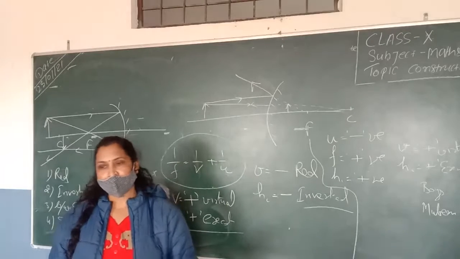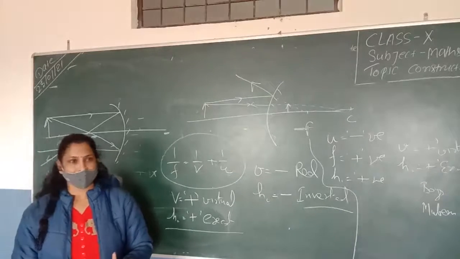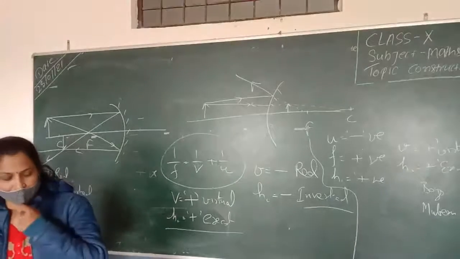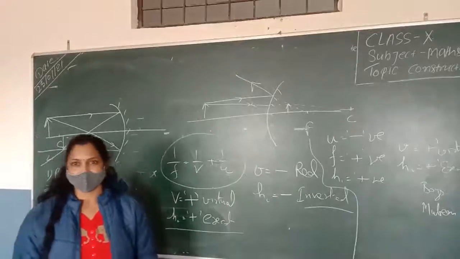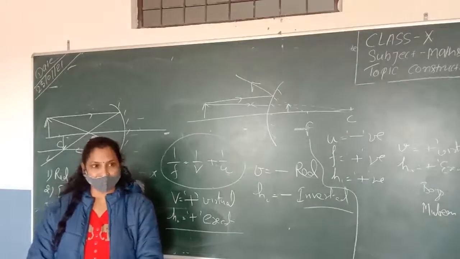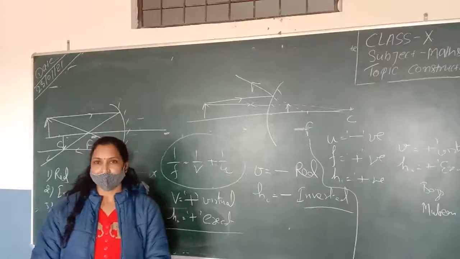Only 3 hands. 4, 5 and 6. Okay, your name? Ashmita. Shweta. Okay, Shweta. Which mirror? Ashmita. Asmita. Okay, Asmita, which mirror do we use as a shaving mirror and why? Concave mirror is used. Okay, we use the concave mirror as a shaving mirror.